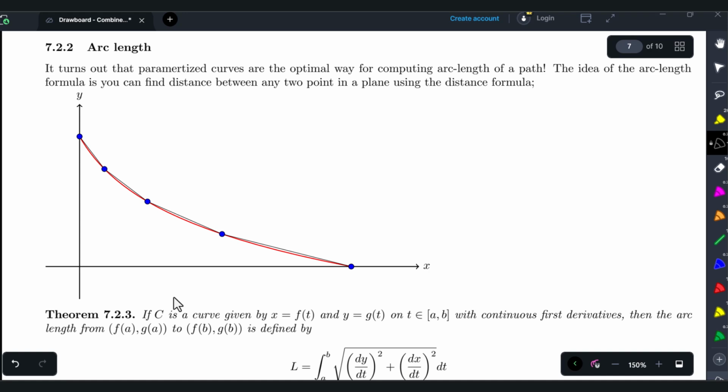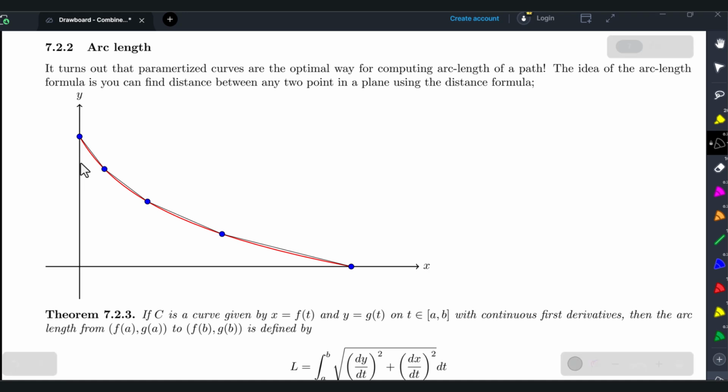The integral formula is a little bit easier to remember for parameterized curves than it is for a curve defined by y as a function of x. A way to remember it is that if you want to calculate the distance between 2 points, you figure out the change in the x-coordinate and you square it. You add it to the square of the change in the y-coordinate, and then you take the square root of the result. That's just the distance formula between 2 points.